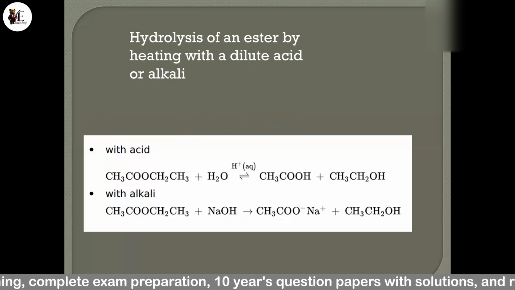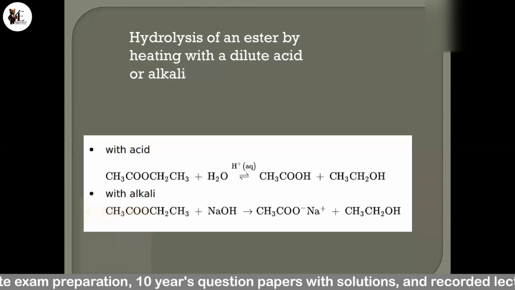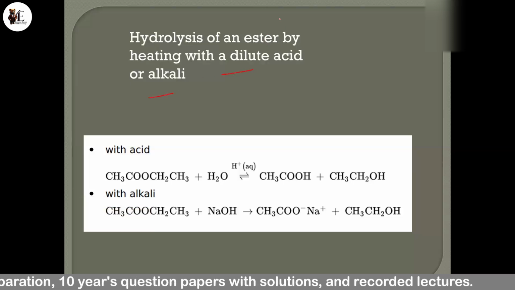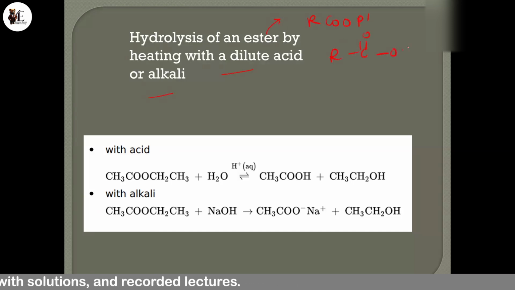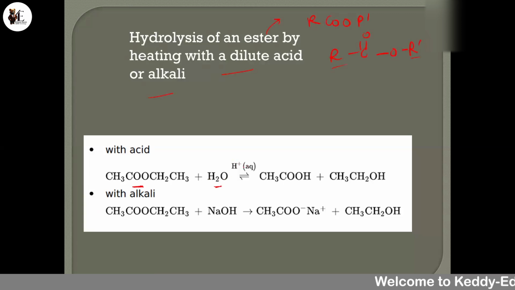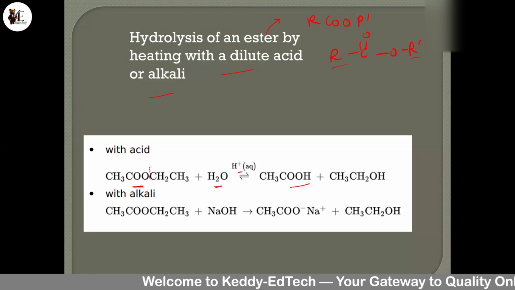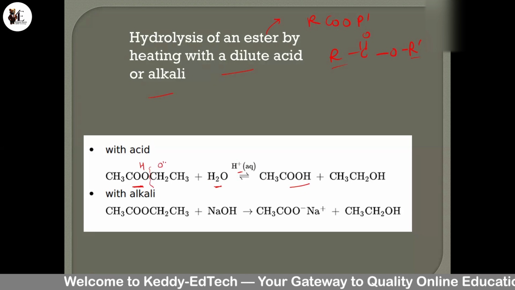So the next reaction is hydrolysis of an ester by heating with a dilute acid or alkali. So what is the ester? Ester means RCOOR' group. R, C double bond O, O, and then R'. Whatever, R means your alkyl group. When you hydrolyze the ester like this in the presence of acid, H+ as the acidic medium, you get CH3COOH. This bond will break. Here you have H and here you have OH.